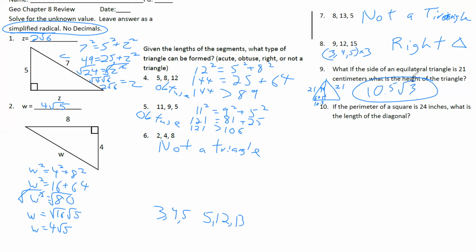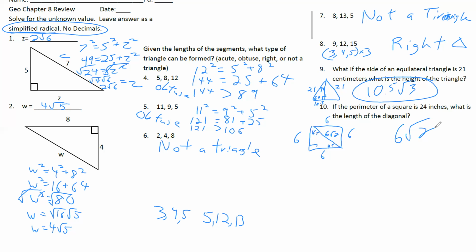Number 10, if the perimeter of a square is 24. So this time we have a square. It said the perimeter is 24. So what does that make each side? Well, 4 sides, 24 divided by 4 is 6. So each one of these sides is 6. They want to know what is the length of the diagonal. Well, when we draw that diagonal in the square, we make a 45, 45, 90 triangle. But these legs are 6. The hypotenuse is 6 radical 2. That's it.